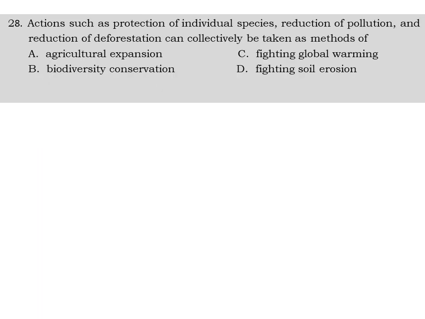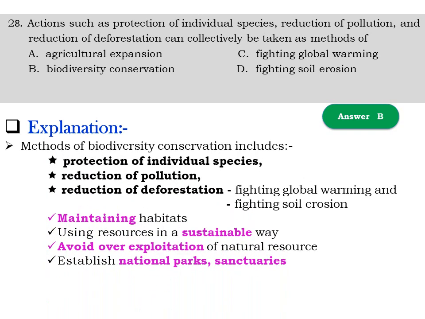Question number 28. Actions such as protection of individual species, reduction of pollution, and reduction of deforestation can be collectively taken as a method of A, agricultural expansion, B, biodiversity expansion, C, fighting global warming, D, fighting soil erosion. So the answer is B, biodiversity conservation.